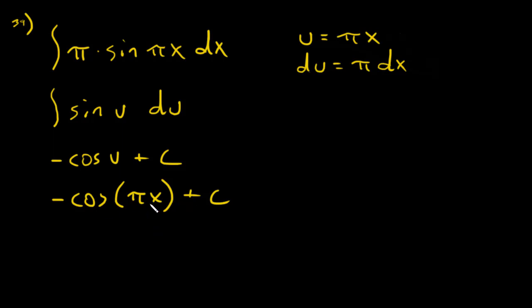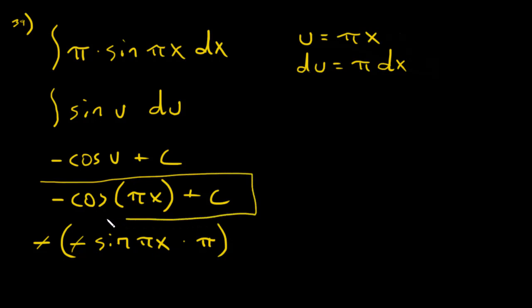Awesome. Very nice. And if you wanted to, you could check this by differentiating. If I differentiated it, I would have negative negative sine pi x times pi. And when the dust settles, these two will cancel. I'll have pi sine pi x. And there we go. So I know that I did that right. This is the correct answer right here. Okay? So now let's move on to the last one.